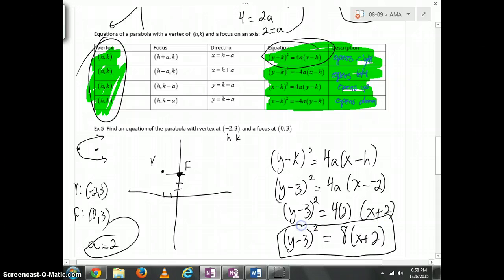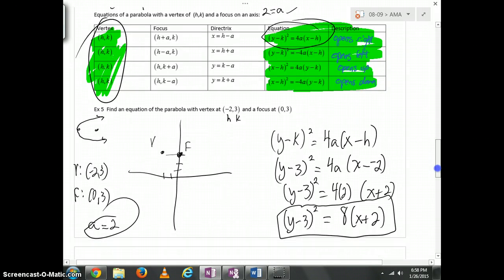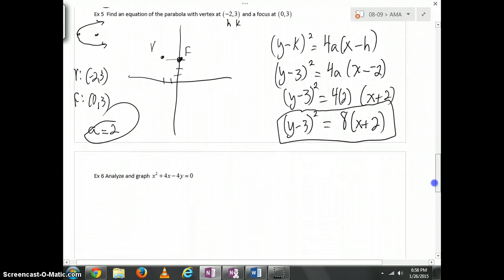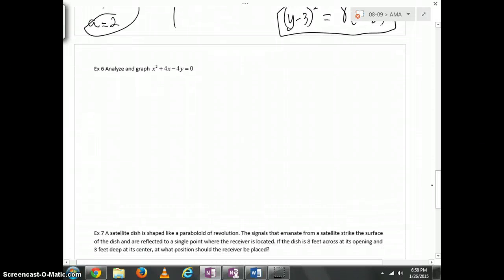And of course, sometimes you'll be given information about a directrix instead. You very likely will have to use some different thinking to find some of these values. Let's take a look at number 6. Analyze and graph. I think what I really want to point out to you is that very often you will be given the equation of a parabola that is not in factored form. And we'd like to be able to factor this.